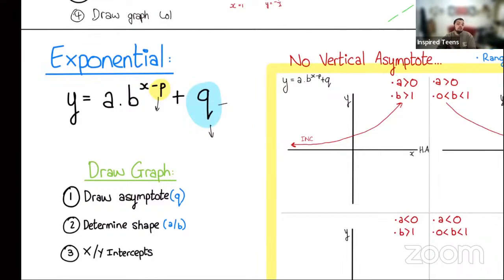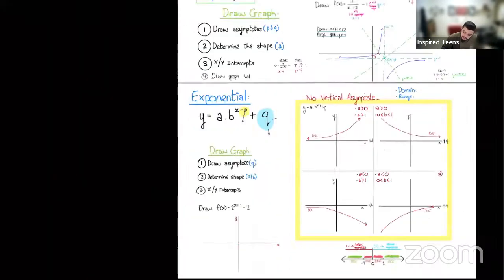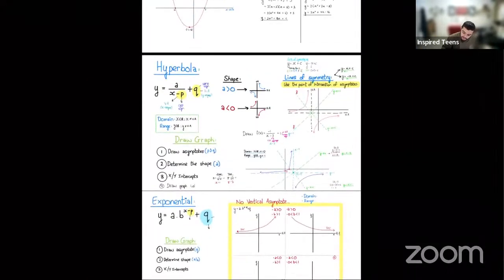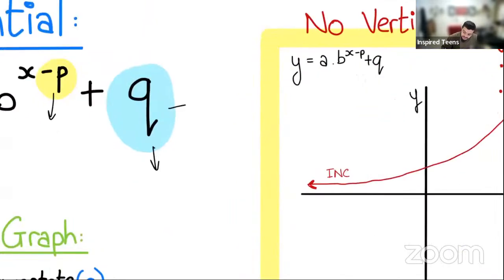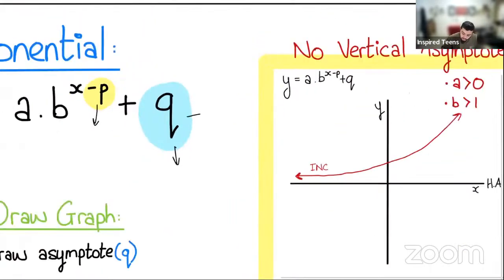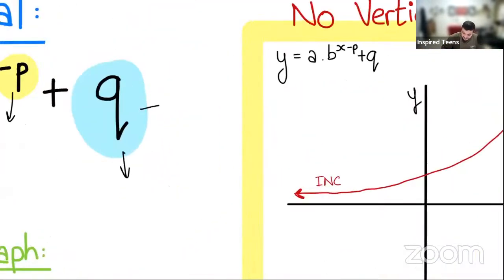Okay, so we have p and q here again. We have a standard formula, y is equal to a times b to the power of x minus p, plus q. So firstly, let's talk about q. Q represents what exactly? What color did we use? That color. Q represents a horizontal asymptote, or we also know it as a y asymptote.